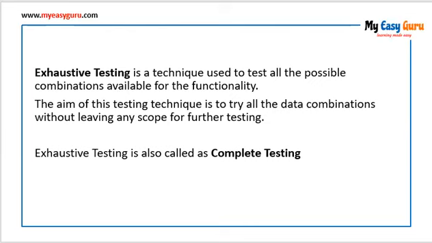That is exhaustive testing. The aim of the testing technique is to try all the data combinations without leaving any scope for further testing. So we have to test each and every possible input or data combination without leaving any scope. Exhaustive testing is also called complete test.